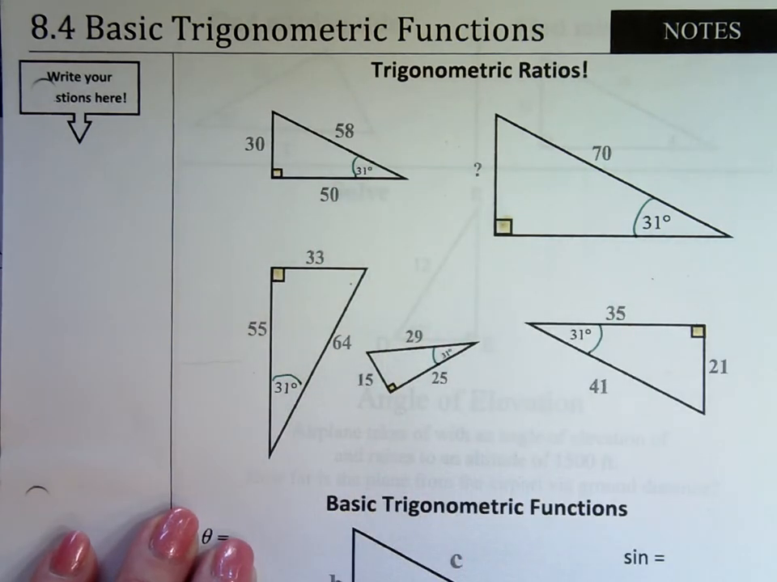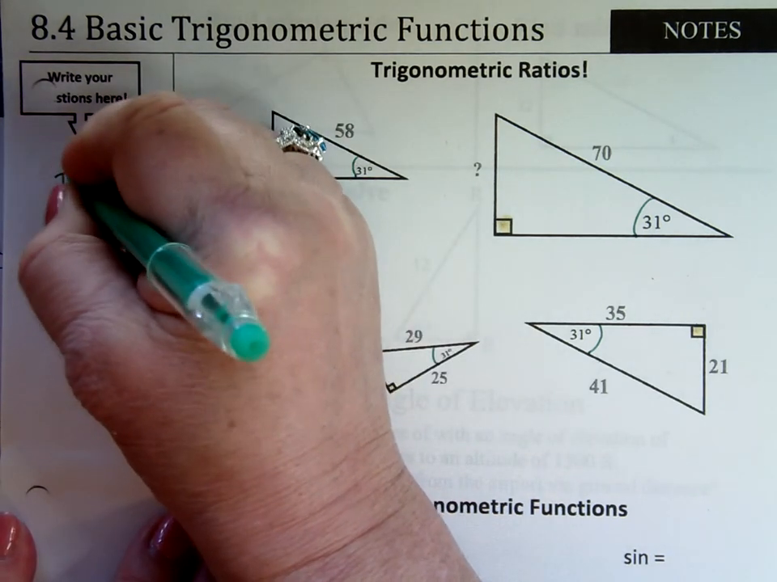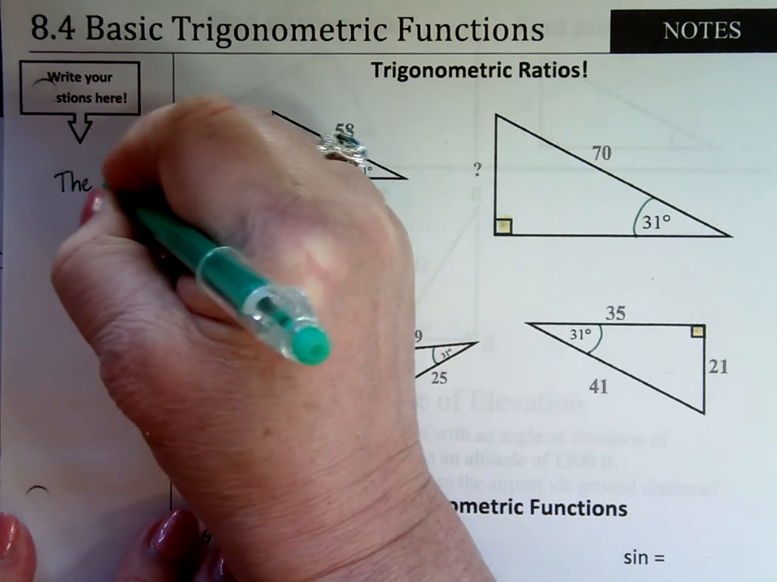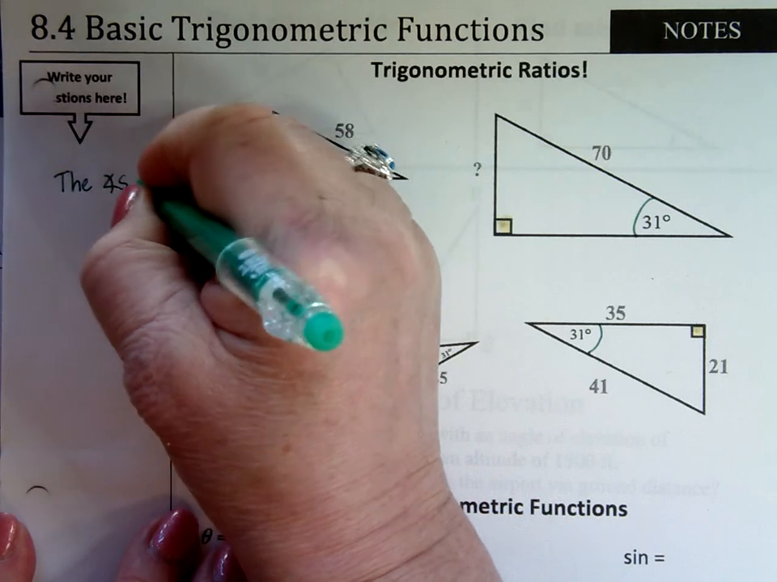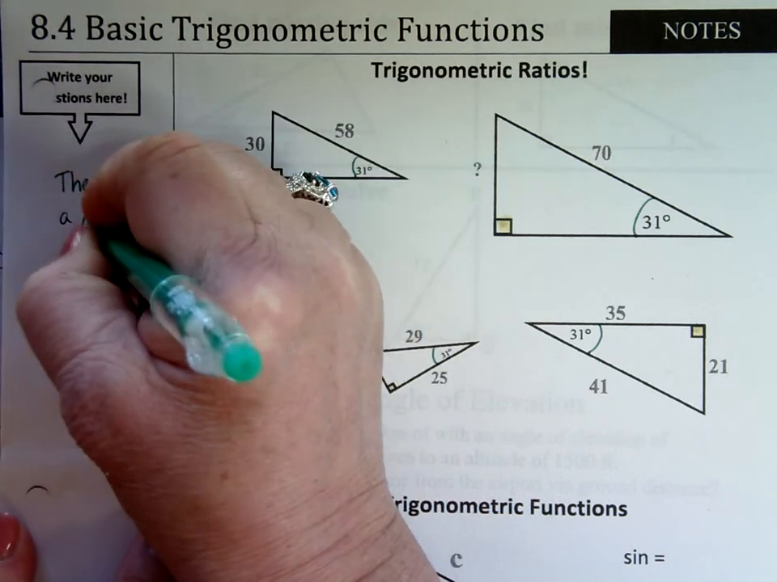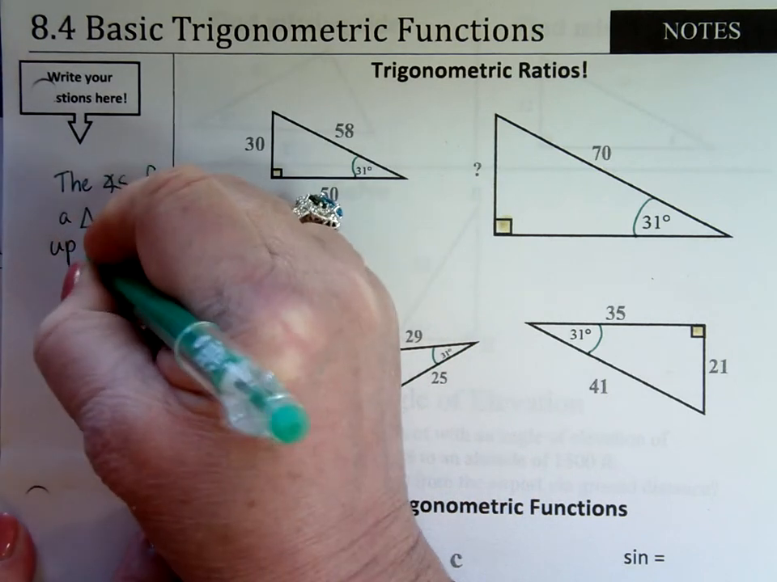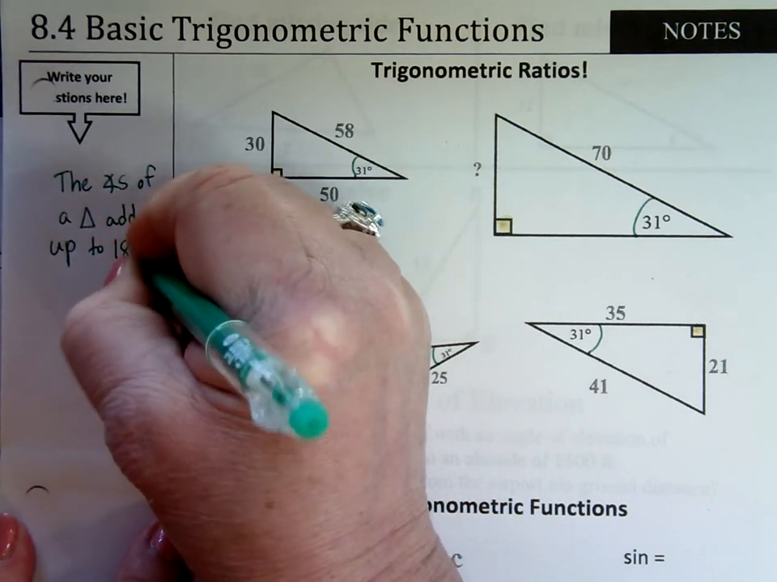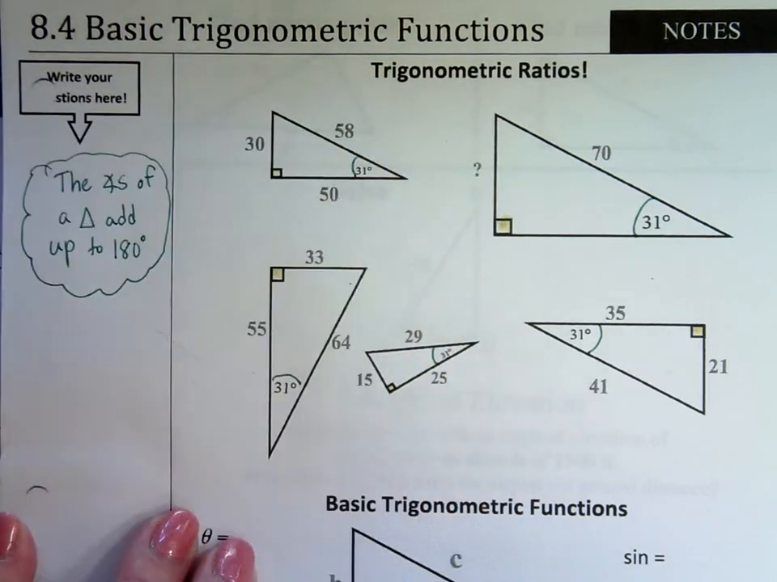And if you remember the rules, again, from geometry, you know that the angles of a triangle add up to be 180 degrees. The angles, this is my symbol for angle, you'll see me use that a lot. The angles of a triangle add up to 180 degrees. All right, so that's going to be important to us.